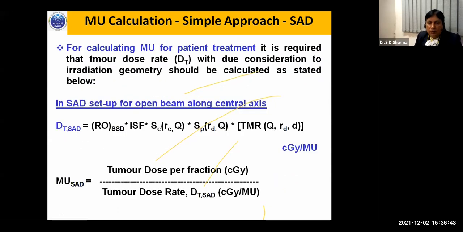Now, the similar case for SAD setup. So it is a very simple approach of calculating the tumor dose rate. And once you are through with tumor dose rate, monitor units can easily be derived. So here, once again, the tumor dose rate for a SAD setup can be given in general form as this. Now, one thing I have kept constant here: the reference output available to us is available for SSD setup only. So now, as I have discussed to you, in case of SSD setup, if output is available, the only change is the distance of the point of interest from the source.